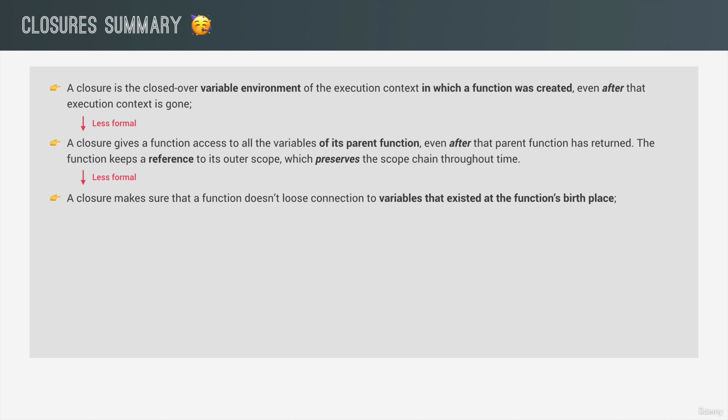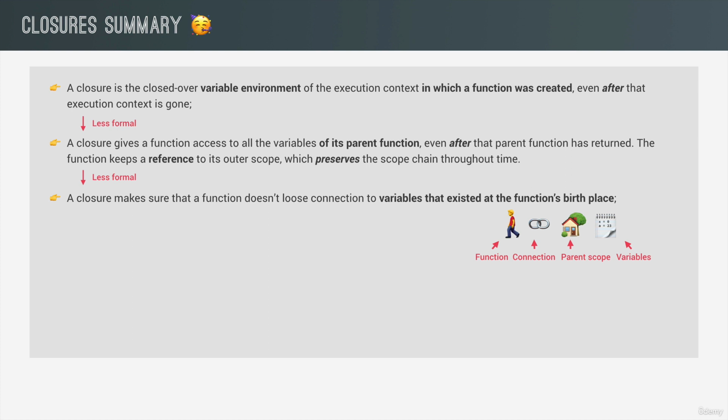It's like a person who doesn't lose connection to their hometown. In this analogy, the person is the function and the hometown is the function's parent scope, and the function then doesn't lose the connection to the variables stored in this parent scope. And I hope that makes sense.